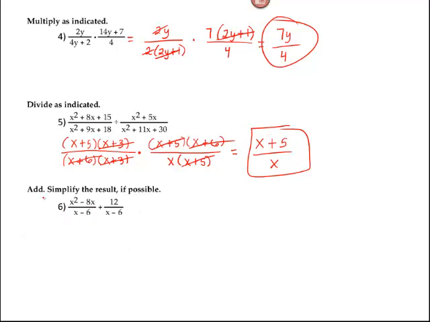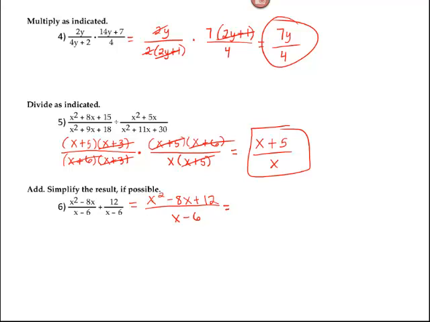Number 6, we want to add, simplify the result if possible. So they both have a common denominator of x minus 6, so you might be inclined, because we've been factoring so much in the last few problems, to try to factor the top up here. But we want to add first and then try to factor. So if I add my numerators together, nothing actually combines. I just now have a trinomial instead of a binomial over x minus 6.